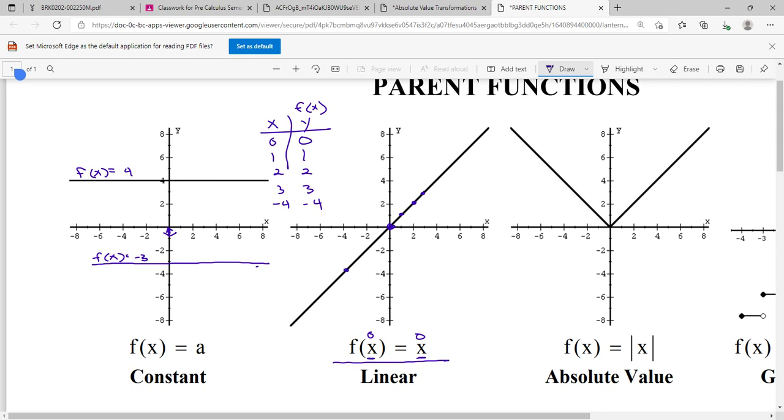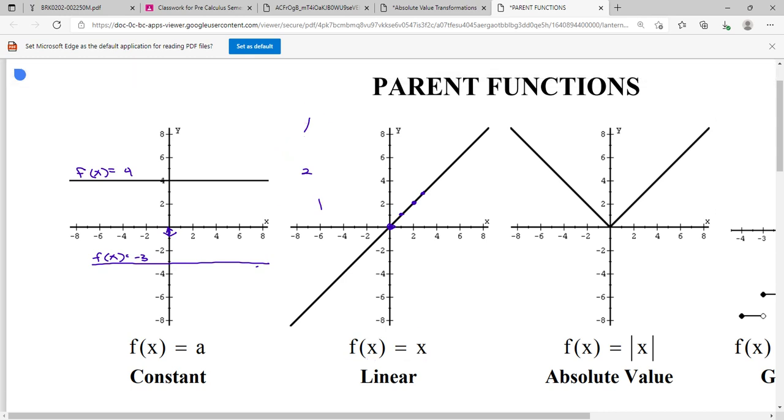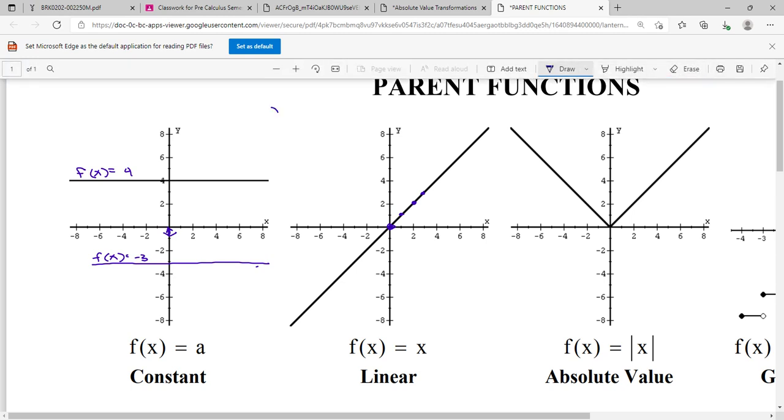Okay. Now we can translate that function, move it around using the formula of a line, which is y equals mx plus b, right? So if we change this b value, that's our y-intercept, that's going to move our function. It's going to shift it up or down, right? So if we said f of x equals x plus 2, right?